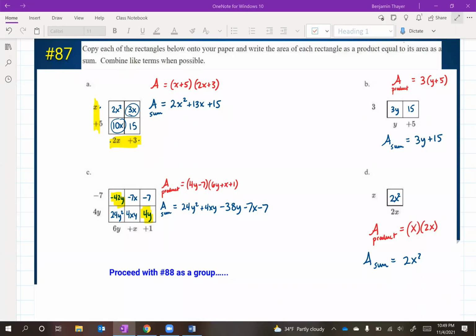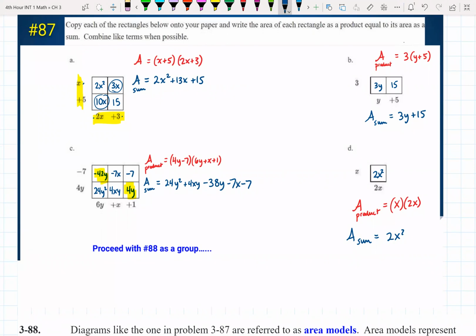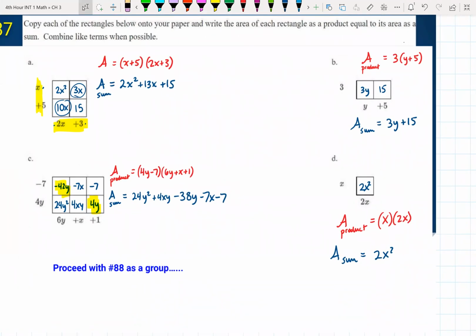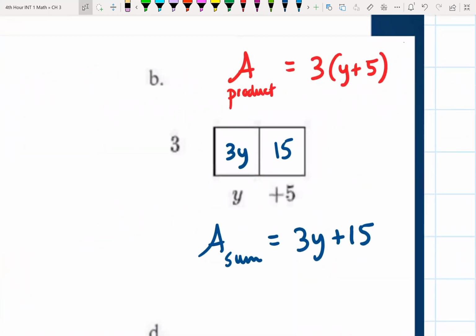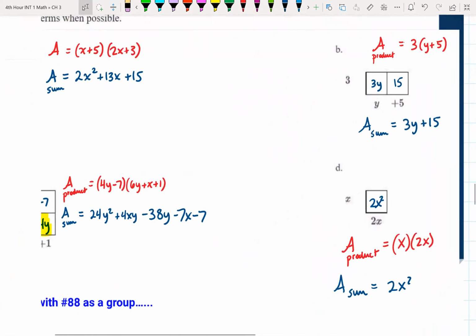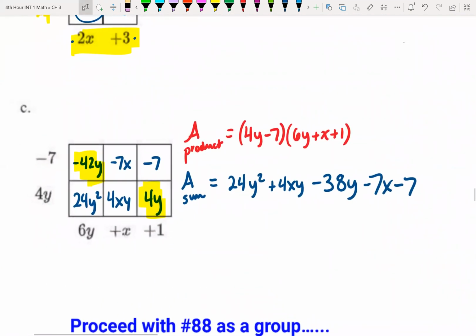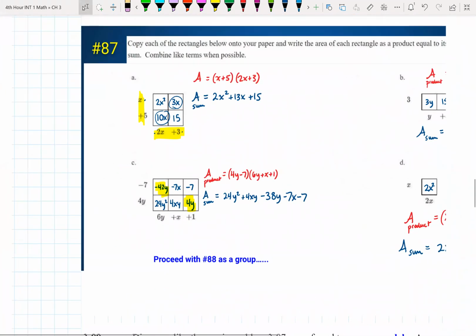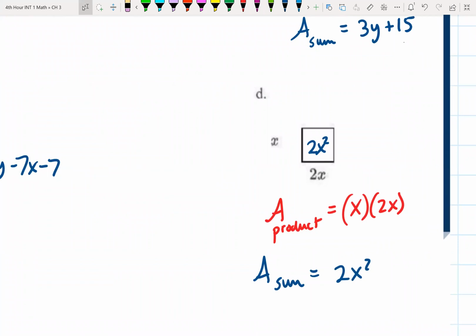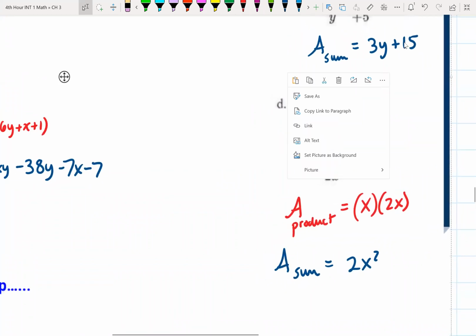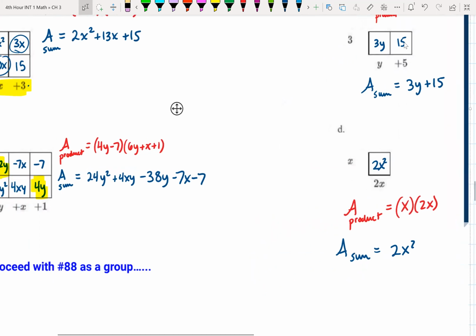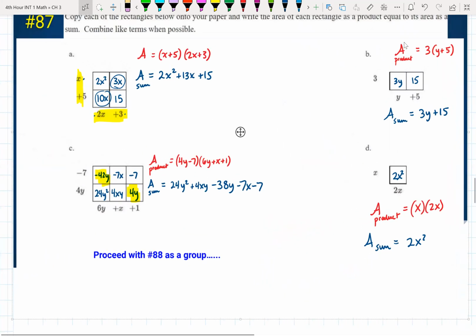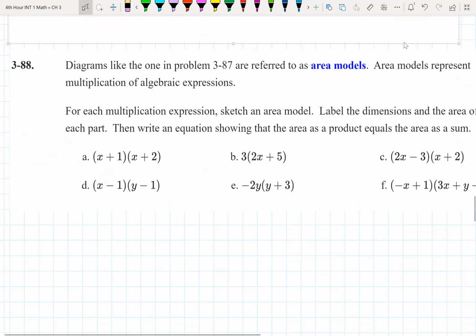All right, let's see how we did here. Here are the solutions to each of these area models. In blue, you'll see the area written as a sum of the inside parts. In red, you'll see the area written as a product of the outside dimensions. So there's part B. I'll just zoom into each one of these and zoom back out. You can see part C involved combining some like terms I highlighted in yellow. And then part D was just a little one. So maybe you're starting to notice the area as a sum is just multiplying the red things together. That's what's happening. Okay, let's move on to number 88.